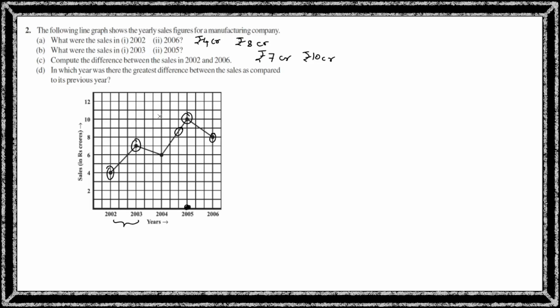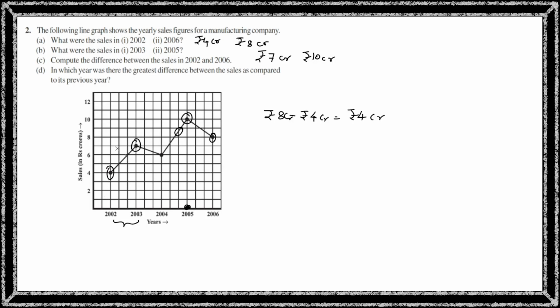C, compute the difference between the sales in 2002 and 2006. So here it is 4 and in 2006 you have 8, right? So 8 minus 4 is nothing but, crores of course, 4 crores. So the answer is 4 crores, right?